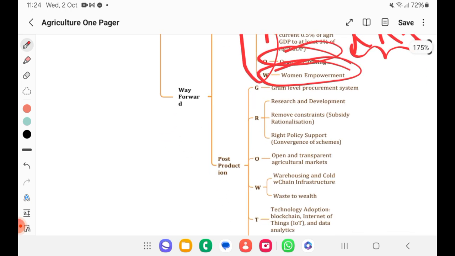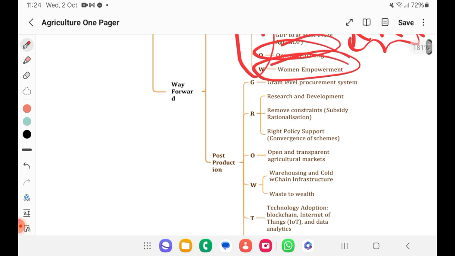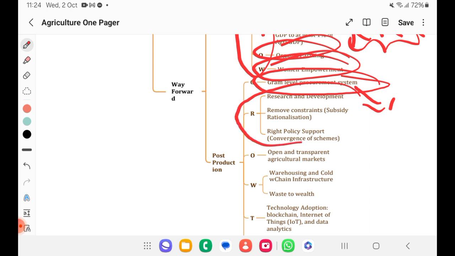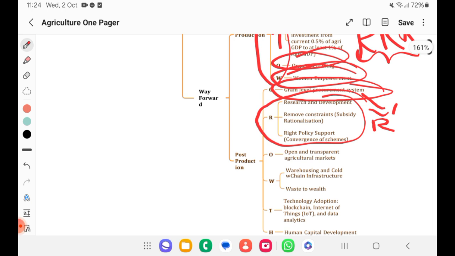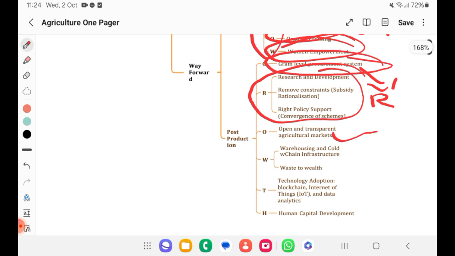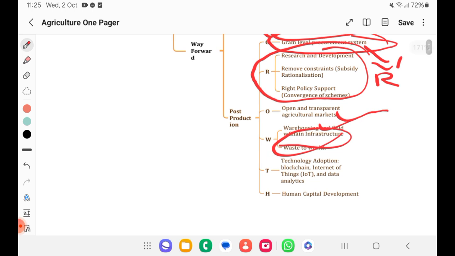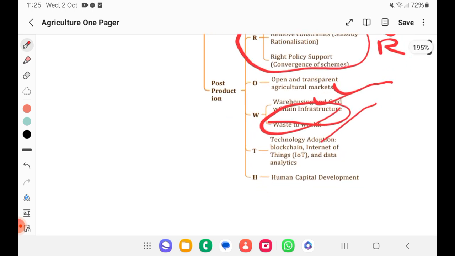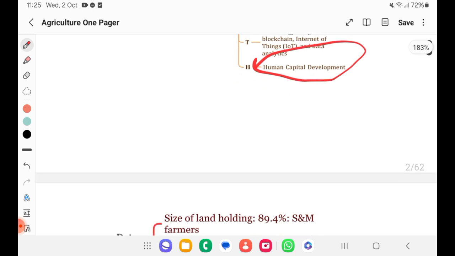Post production growth we want. What kind of growth? Gramin level or gram level procurement. Post production we had one issue, procurement and distribution issue, right? So for that we should go for a gram level procurement system. R&D, again triple R, even in post production we have R&D. Remove constraints like subsidy should be rationalized. Then right policy support should be there. Open and transparent agricultural market, warehousing, waste to wealth, technology adaptation, then human capital formation. Okay, these are the things.